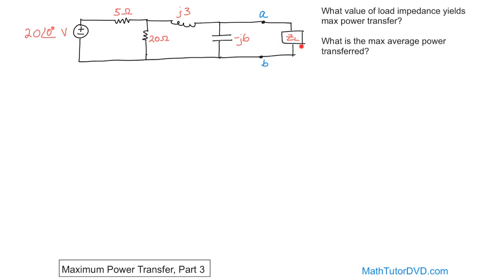We want to figure out what value of this load impedance yields maximum transfer of power from the source to the load. And in the case that we build this load and connect it, we want to know what is the maximum average power that's transferred.